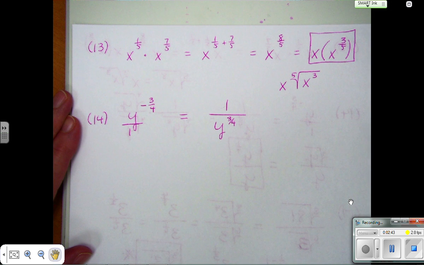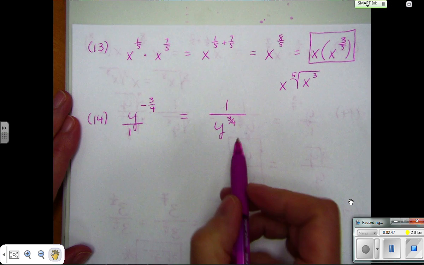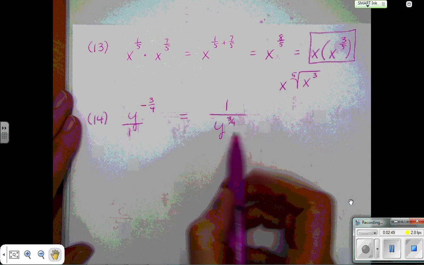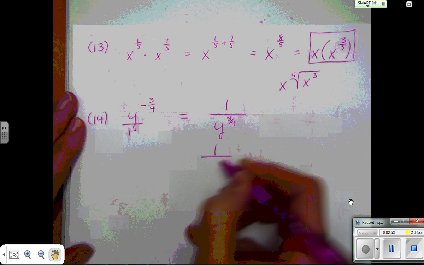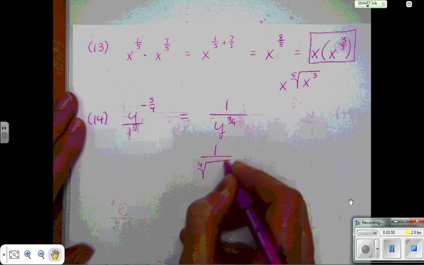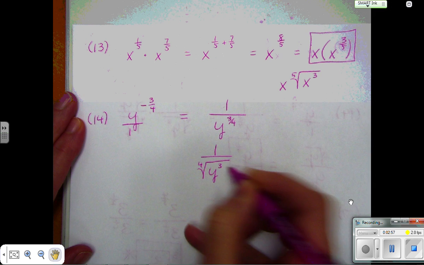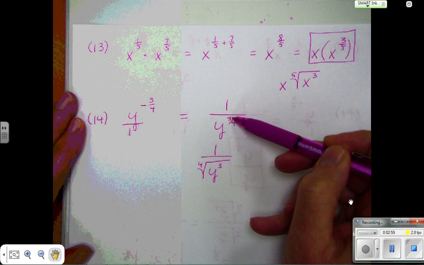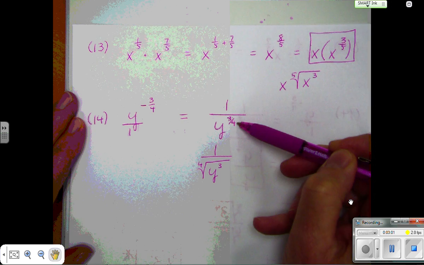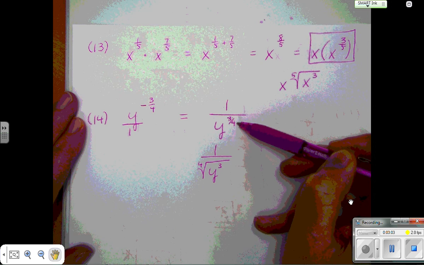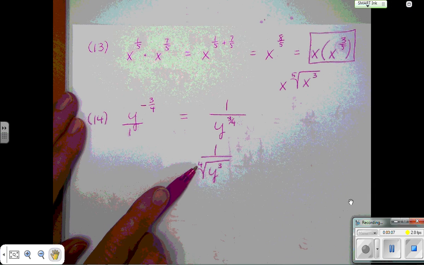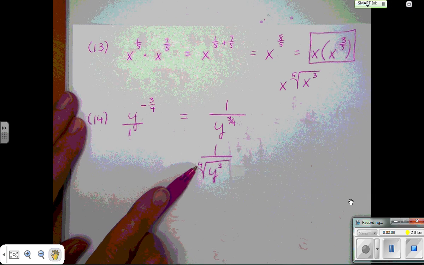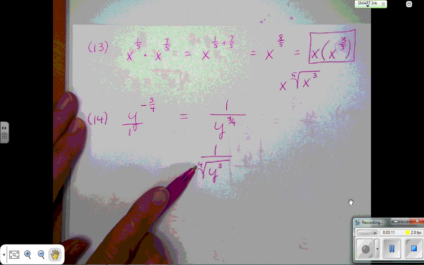It'll mess you up. Okay, so if you were to write this in radical form, it would look like this. 1 over the 4th root of y to the 3rd. The numerator is your exponent. The denominator is the root. So my index is 4. I need 4 of the same factors to get rid of the radical. And I can't keep the radical in the denominator. I have to rationalize it.